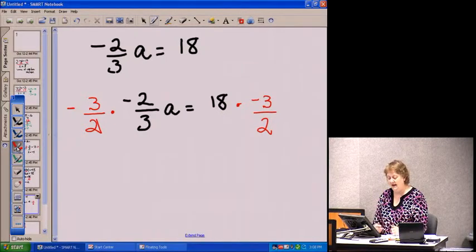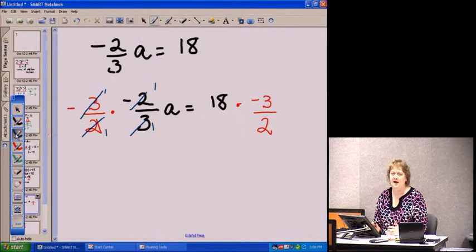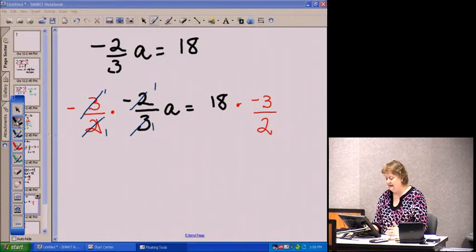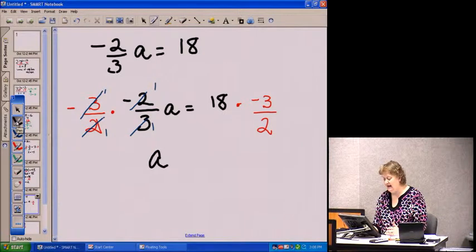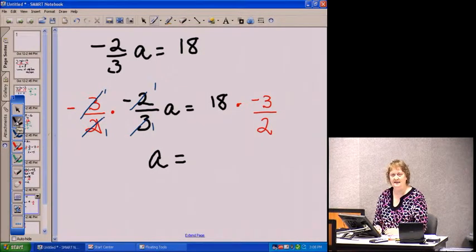Now, when I multiply this, notice what's going to happen. The 2 is going to cancel into the 2. The 3 is going to cancel into the 3. And I'm left with a -1 times a -1. Because remember, when everything cancels, it's really like everything's canceling to be 1. So it's -1 times -1, which is a +1. And +1 times a gives me a. And that leaves the a by itself.